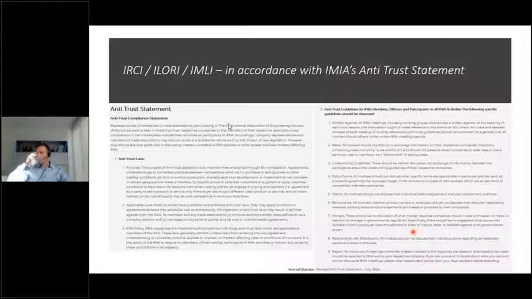Most important, whatever we do, I repeat myself again, it's all in accordance with antitrust and data protection regulations. This is the backbone of whatever we do. We take this very seriously. No collusion, no discussion about things which are not allowed by law. You have it here again highlighted in yellow. This is really the backbone of this entire initiative.